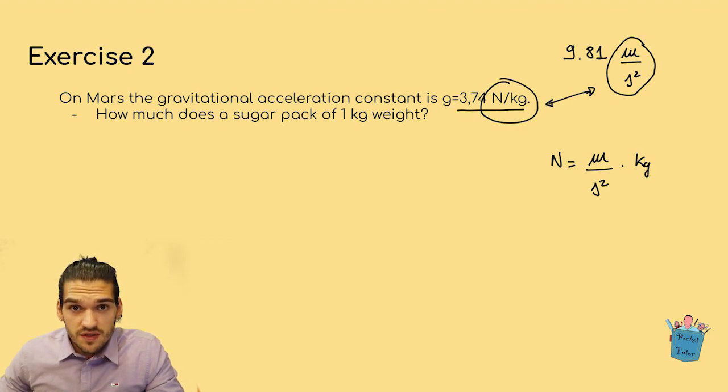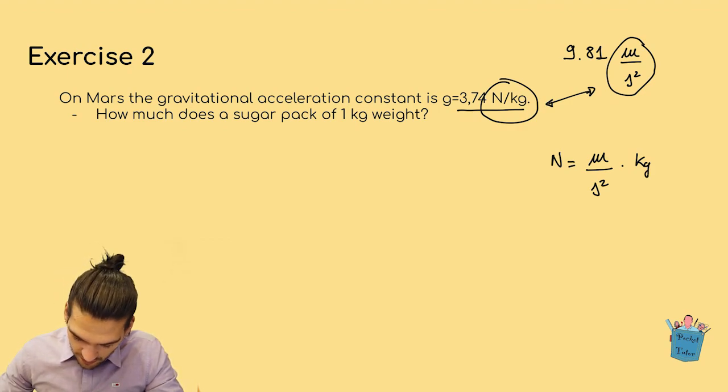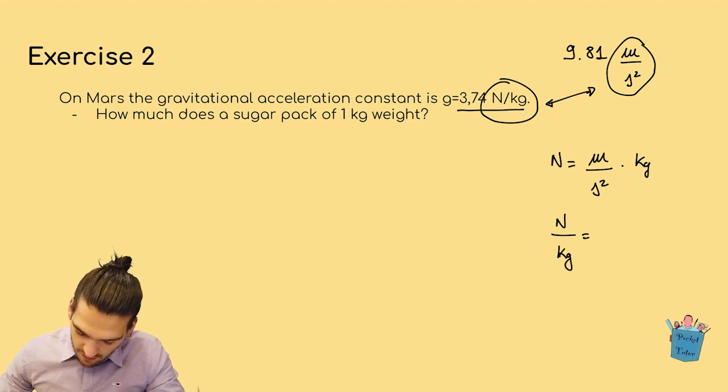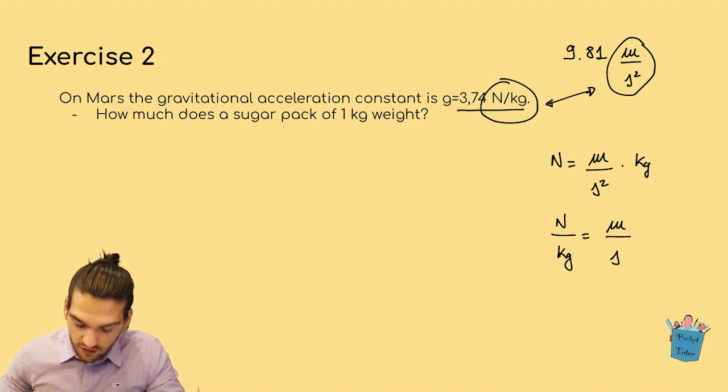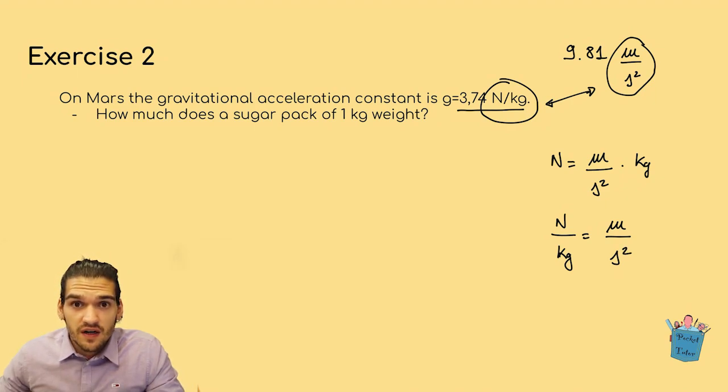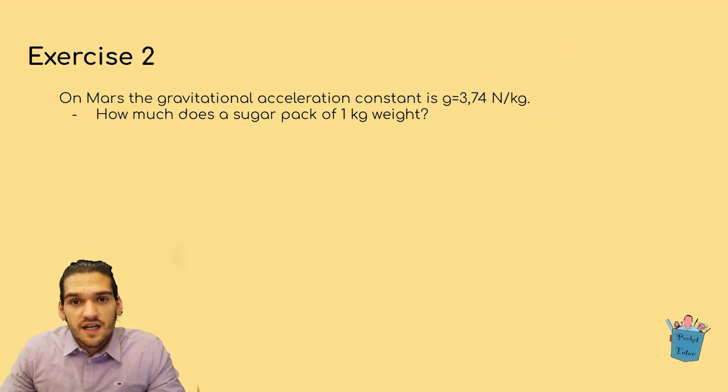If we try to see what happens when we divide Newton by kilograms, we see that this one is exactly meter over second to the second power. The two units of measurement are actually the same. The exercise then asks, how much does a sugar pack of 1 kilogram weigh?